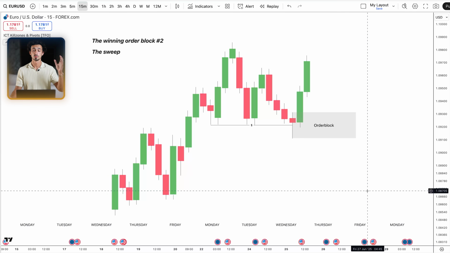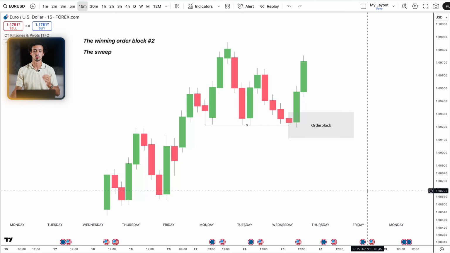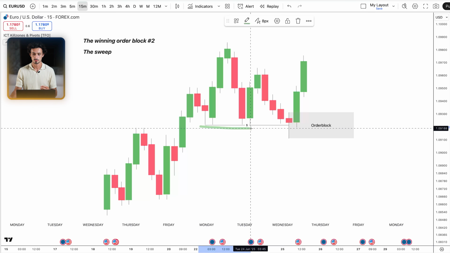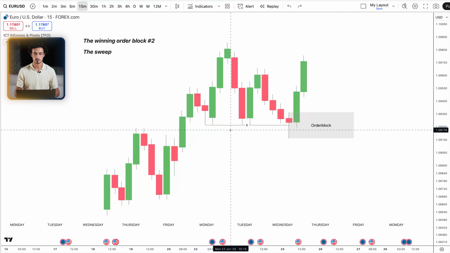Again, 2.5 years of data, hundreds of trades taken, that tells me that this works. Moving on to the winning order block number 2, which is what I call the sweep. This is probably one of my personal favorites. It's essentially where we have a buildup of liquidity. This can be at some equal highs. It could be at Asia session high, Asia session low, previous day's high, right?